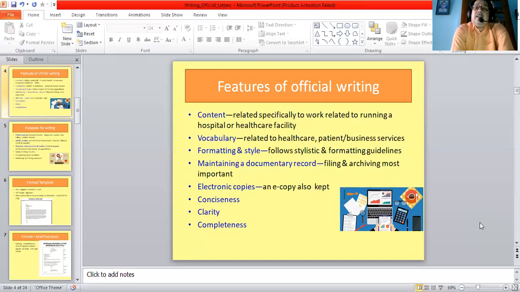As far as the features or characteristics of this kind of correspondence are concerned, conciseness is a very important trait. The letters are concentrated on work or work-related matters, and they are strictly to the point, with no extraneous discussion or nothing extraneous to the actual subject of the letter. So they are concise. Also, they're very clear, because clarity is another important trait. We do not use ambiguous language or language which is diffuse or unclear in any way.